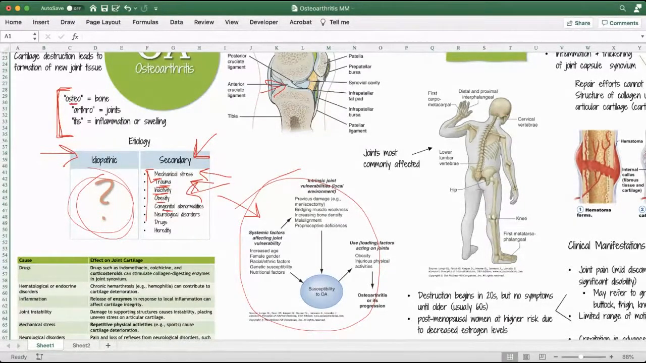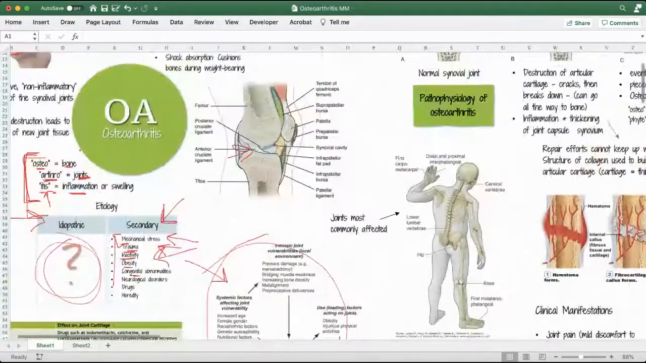Anytime you see osteo, we're talking about bone. Anytime you see arthro or arthri, we're talking about the joints. And of course, itis means inflammation or swelling. It does not necessarily mean infection, just inflammation or swelling. So osteoarthritis is swelling of the joints and bone. Legitimately, the bones don't swell, but that's the best all-encompassing name for it.